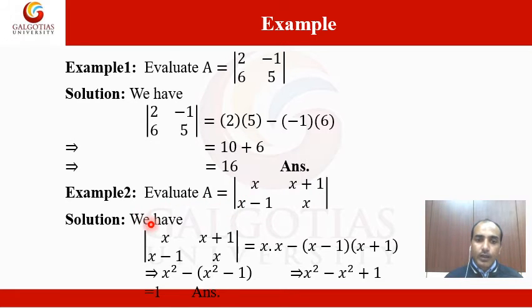As we know, determinant of A is equal to x multiplied with x minus x plus 1 multiplied with x minus 1, like this. After multiplication or simplification we get x square minus open bracket x square minus 1 close bracket. So x square minus x square plus 1. After simplification we get 1, and this is a unique number.